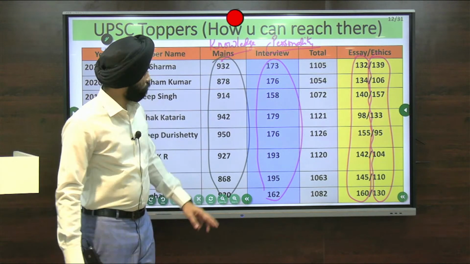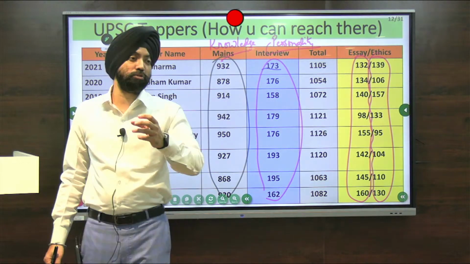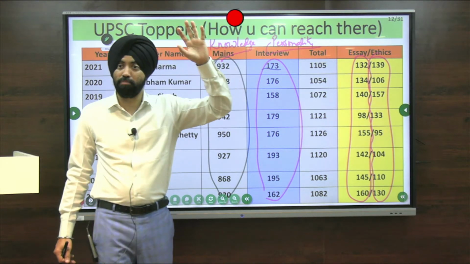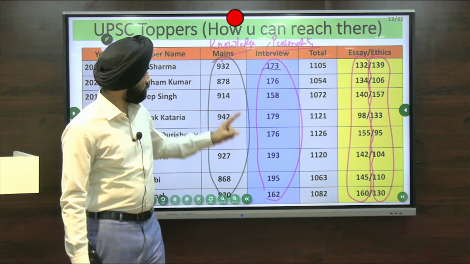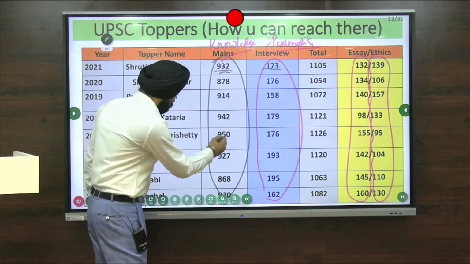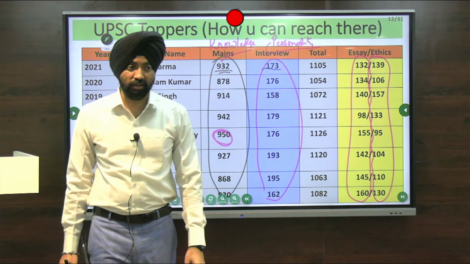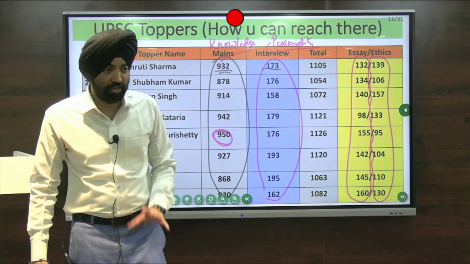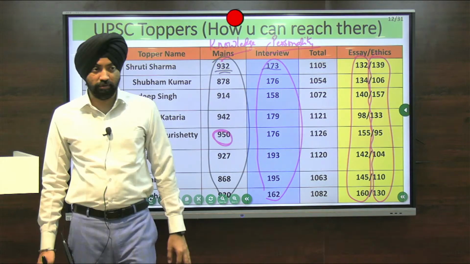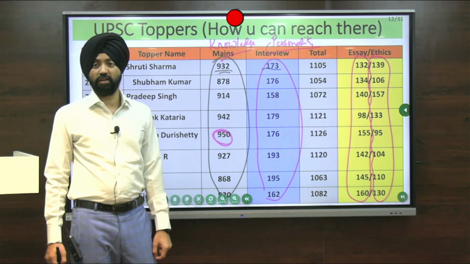The student who got the highest marks in interview got 206 or 207. Just see the difference. 206, 207 means 30 marks ka difference in interview. But still she managed to get because of her score in mains exam. Just see the score in mains. It is mind boggling. 950, getting 950 out of 1750 is really very good score. 1750 is the score for mains, right? 1750. So out of 1750, this guy got 950 marks.